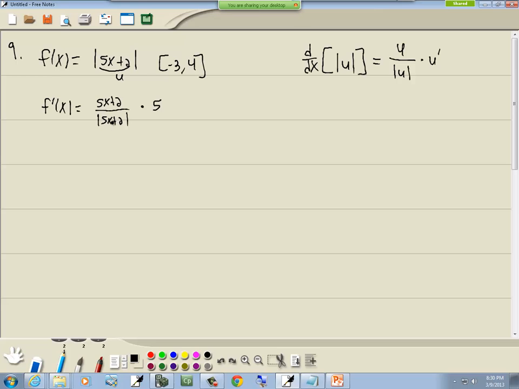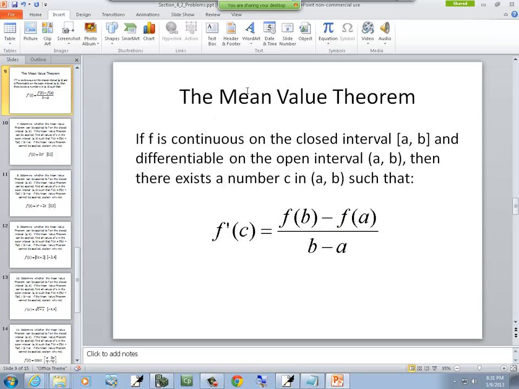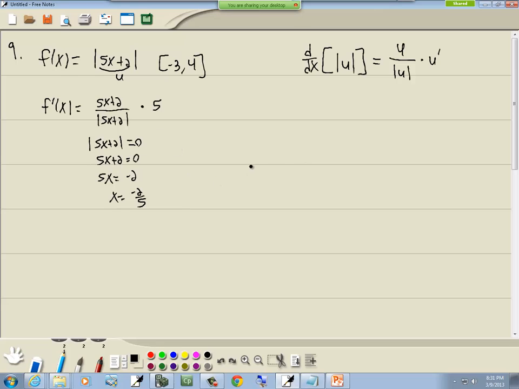Now, obviously, the derivative doesn't exist where the denominator is equal to 0. If I set the absolute value of 5x plus 2 equal to 0, of course, the absolute value can drop away. So we've got 5x plus 2 is equal to 0. Take the 2 over, becomes negative. We get x is equal to negative 2/5. Negative 2/5 falls between negative 3 and 4. So it doesn't meet the criteria for being differentiable on the open interval. So we cannot use the mean value theorem.